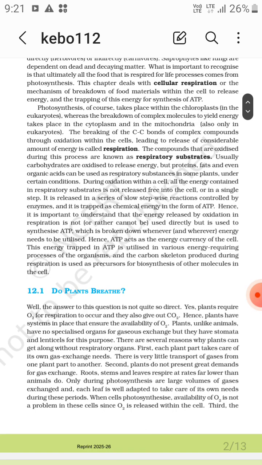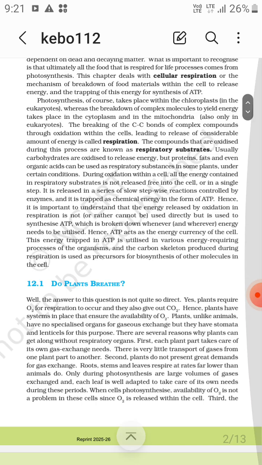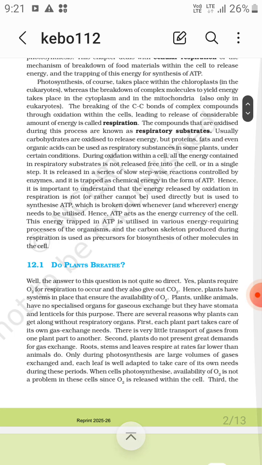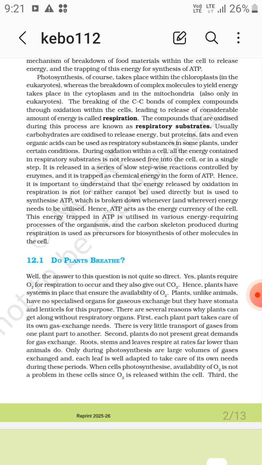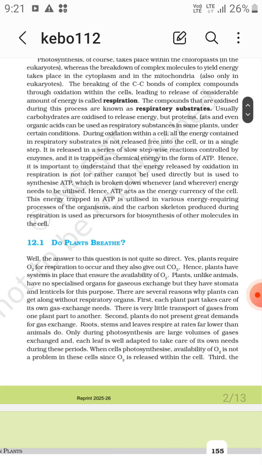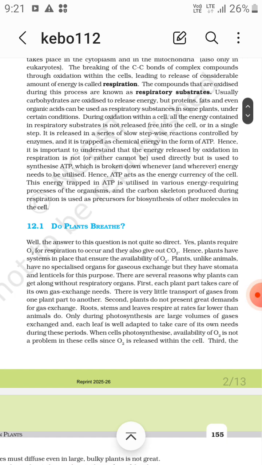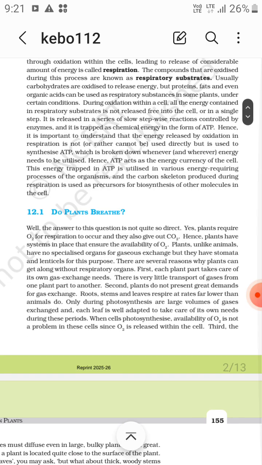Now, during oxidation within a cell, all the energy contained in respiratory substrates is not released free into the cell or in a single step. It is released in a series of slow stepwise reactions controlled by enzymes, and it is trapped as chemical energy in the form of ATP. Hence, it is important to understand that the energy released by oxidation in respiration cannot be used directly, but it is used to synthesize ATP, which is broken down whenever and wherever energy needs to be utilized. I told you before. Hence ATP acts as the energy currency of the cell. This energy trapped in ATP is utilized in various energy-requiring processes of the organisms.